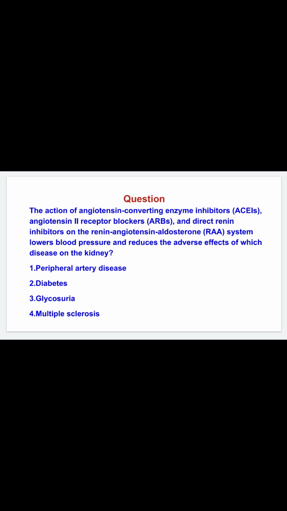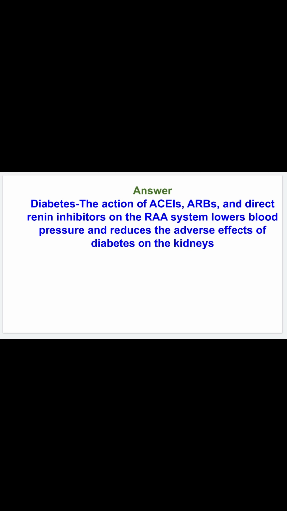Next one: the action of angiotensin converting enzyme inhibitors, angiotensin 2 receptor blockers (ARBs), and direct renin inhibitors on the renin angiotensin aldosterone system lowers blood pressure and reduces the adverse effect on which of the kidney. The answer is diabetes. Number 2: the action of ACE inhibitors, ARBs, and direct renin inhibitors on the RAAS system lowers blood pressure and reduces the adverse effect of diabetes and kidney disease.